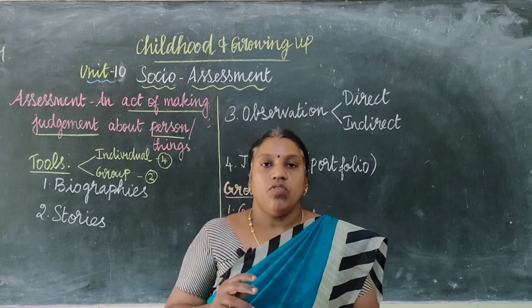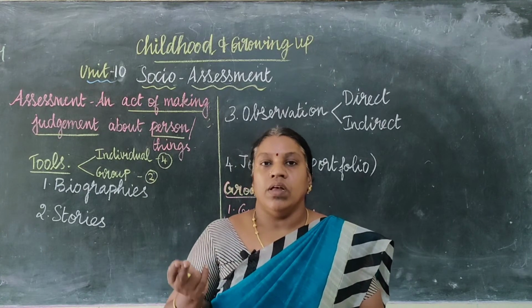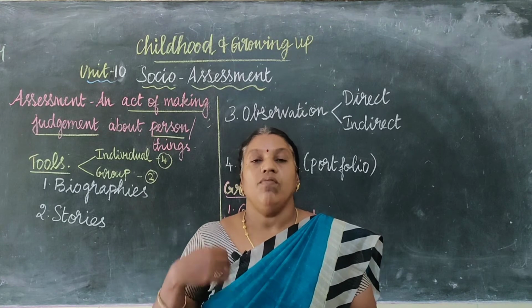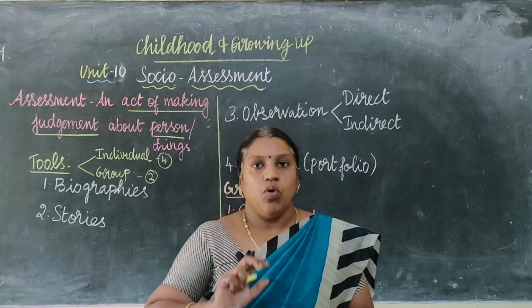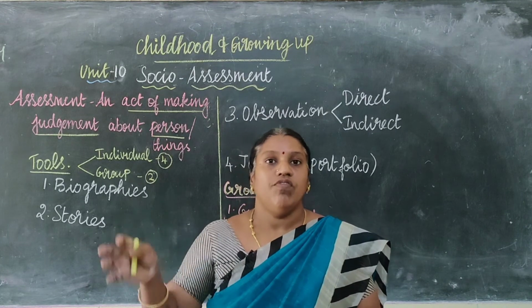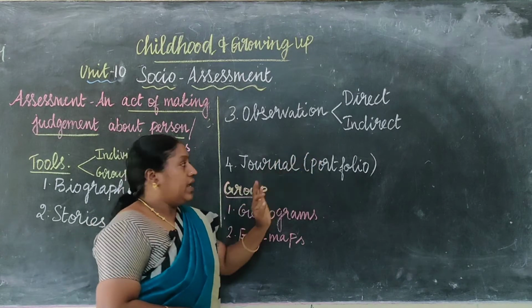So observations are of 2 types, direct observation and indirect observation. Indirect is nothing but, without the knowledge of that individual, we make observations about that person in different kinds of situations, in different areas and different fields, is it not? So observation is of 2 types, direct and indirect observation.